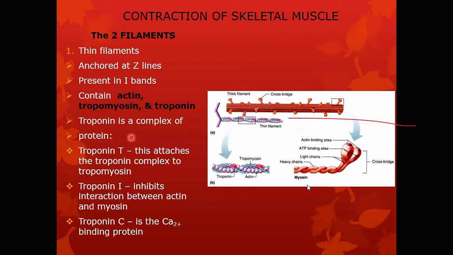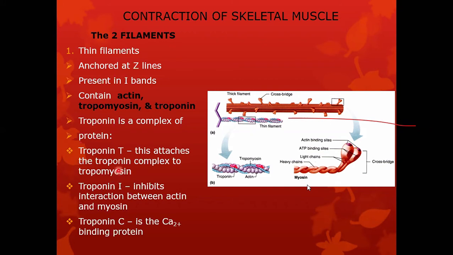One of the following is not a component of troponin. A, troponin A; B, troponin T; C, troponin I; D, troponin C. Sort of like that, okay? So if you have memorized the three types of troponin, then of course it is A. There is no troponin A, okay? It's troponin T.